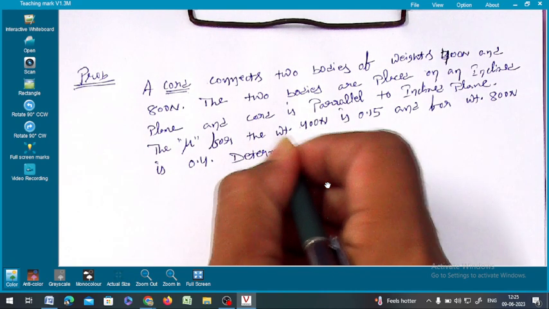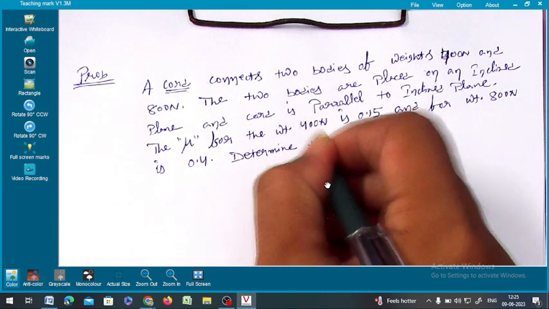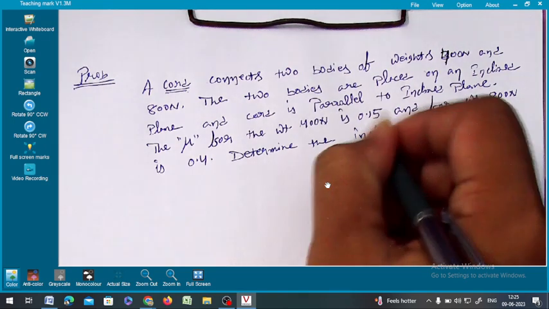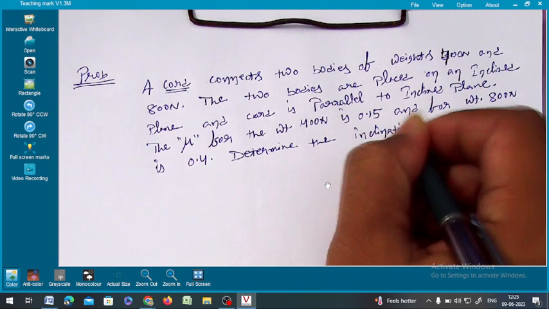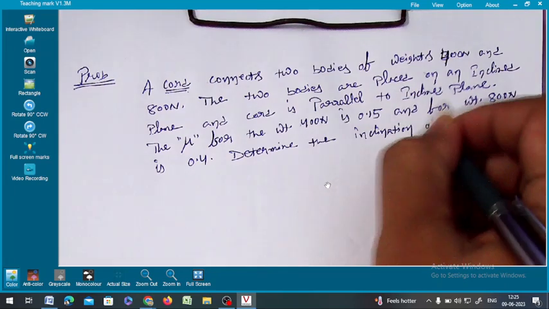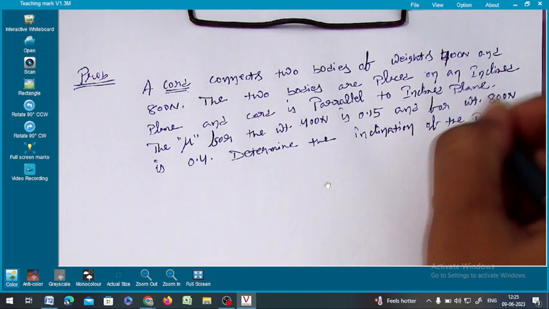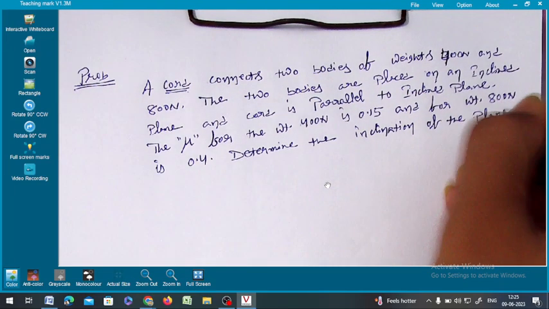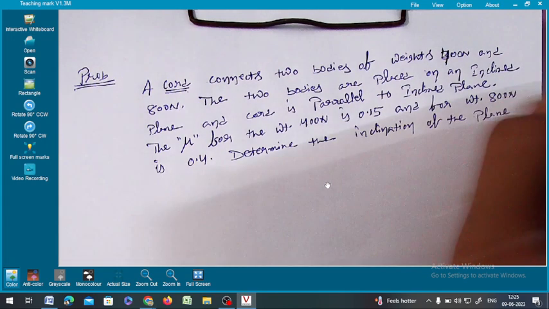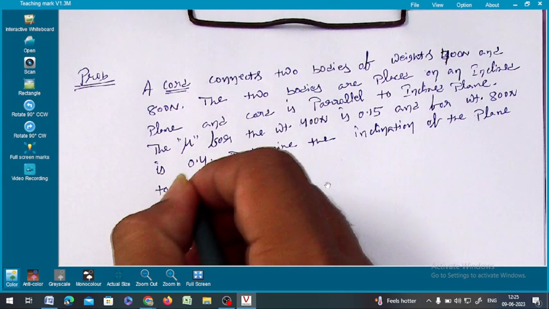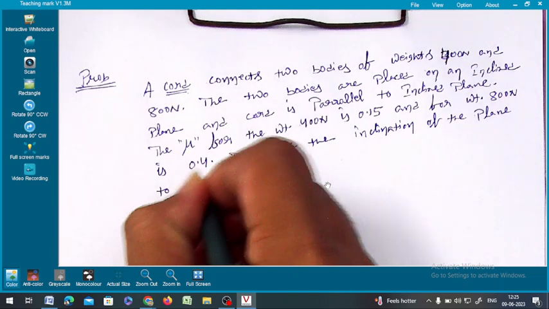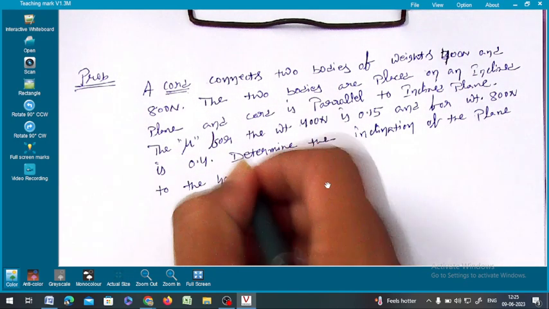So what you have to determine? Determine the inclination of the plane. Determine the inclination of the plane means which plane? Yesterday I was saying you. Sastri.